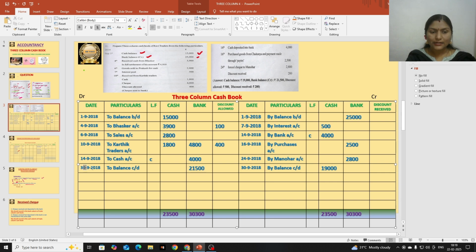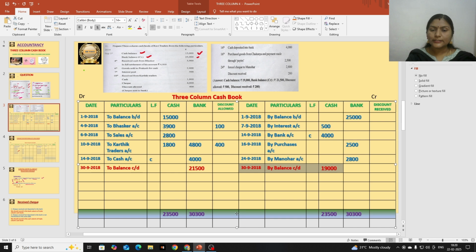Since this is the answer, I'll just change the color of the balance carried down. Okay, and the credit side also I'll change the color, because this is the answer, so that you can identify it easily. Now let us total the discount column also. Discount columns we should not balance. We always have to add up and record the amount in the total column.